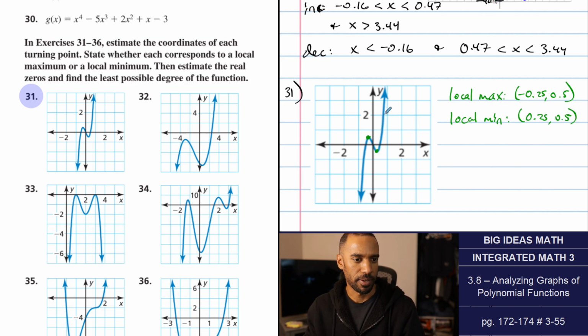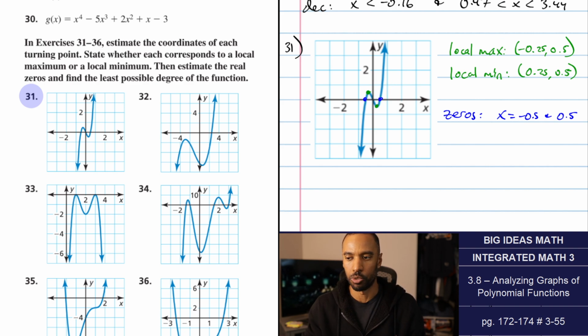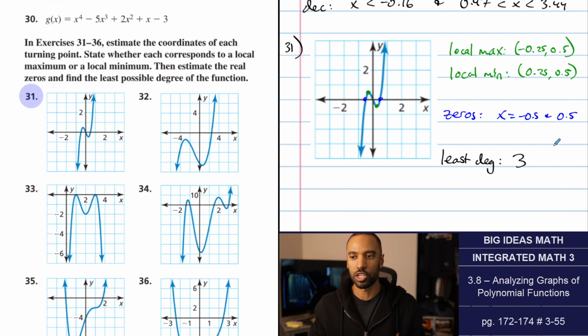I stated local maximum, real zeros, and find the least possible degree of the function. So my zeros, I'm estimating about negative 0.5 and 0.5. Now, because it turns 2 times, it needs to at least be a cubic. Least degree has to be 3. It needs to at least be a cubic because of the 2 turns that it has.